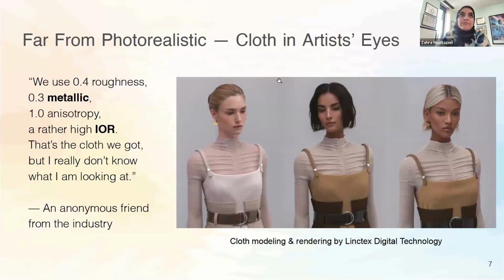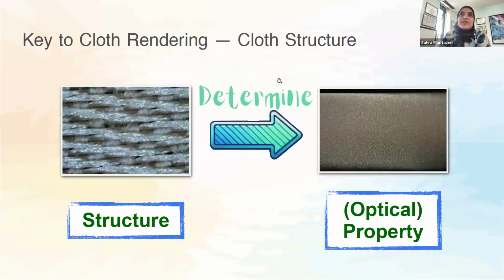Or they are still far from photorealistic. For example, an artist wants to change the metallic or anisotropy or some other parameters of a fabric, and they expect to see something that follows what they want, but the production tools that we have at the moment are not there yet. So that's why we still care about cloth rendering, and there is still research in this direction.